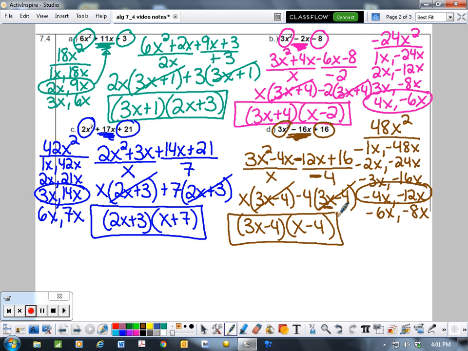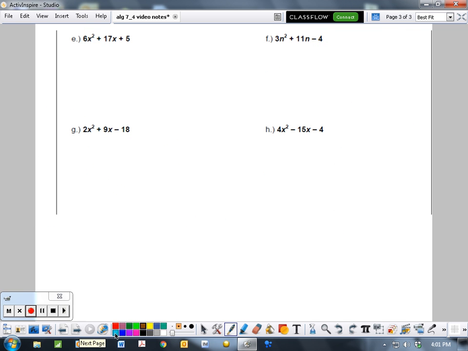So our next examples are going to be using the box method for those of you who like the box method. Process is exactly the same at the beginning. We take first and last and we multiply them. So 30x squared.